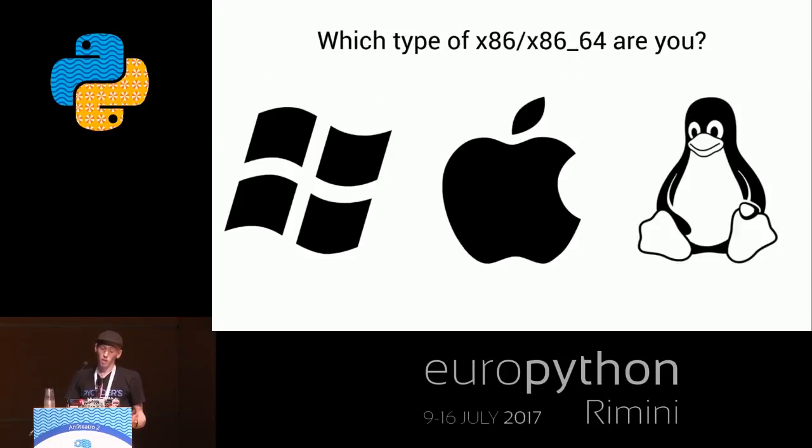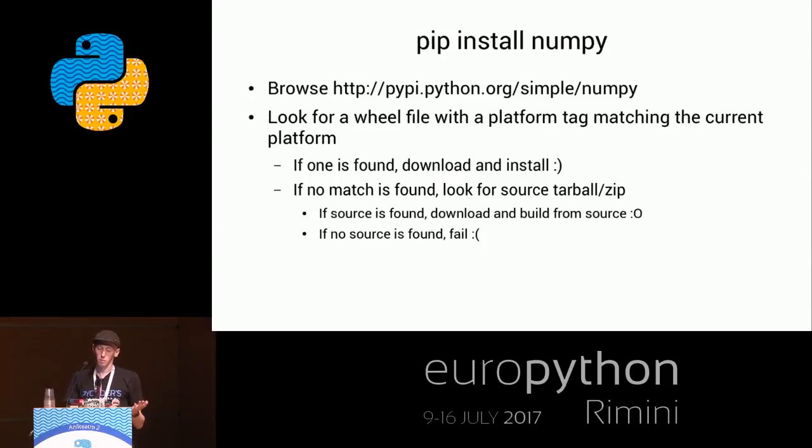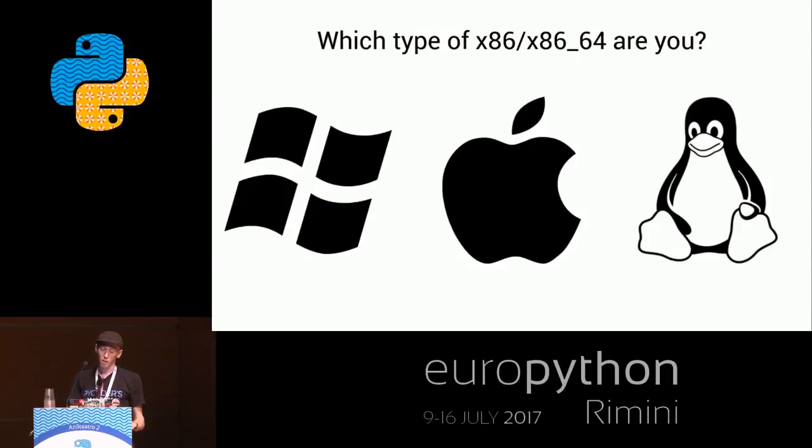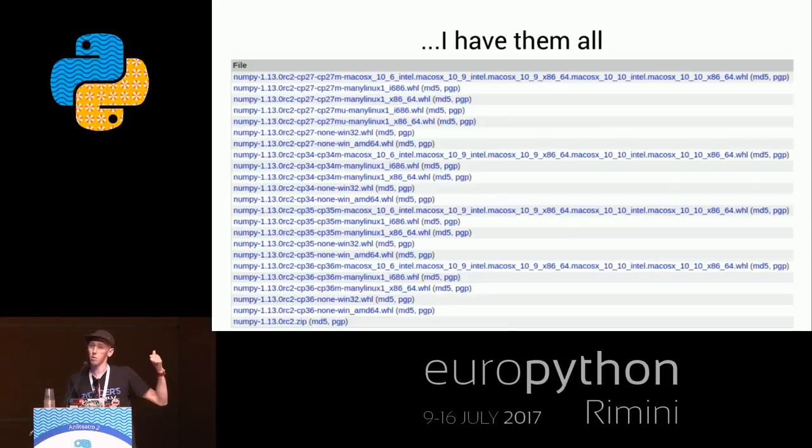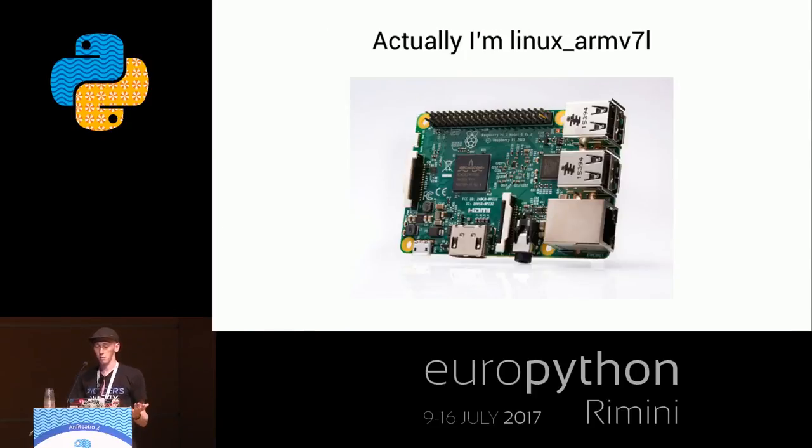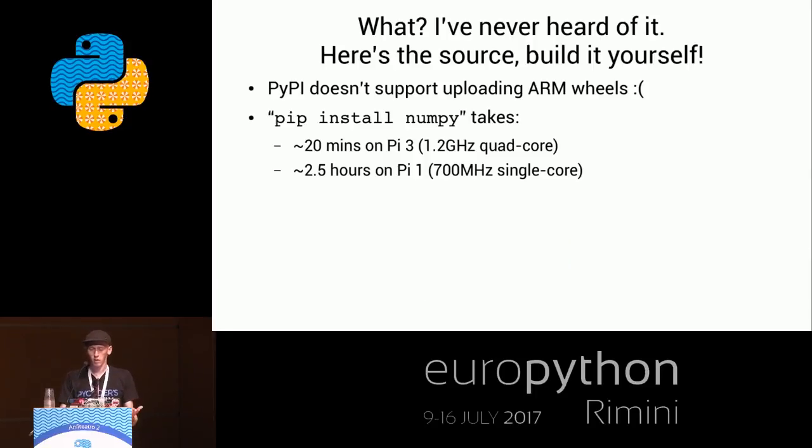So if I go back and type pip install numpy, it says, well, which type of x86 or 64 are you? I have them all. This is what numpy provides, all their different platform wheels for their different versions of Python and different combinations of all of that. And it's saying, well, which one are you? Actually, I'm Linux ARM v7L. That's my platform. And it's like, what? I've never heard of that. Here's the source. Build it yourself. And this takes a long time.